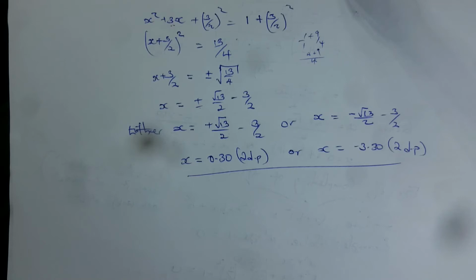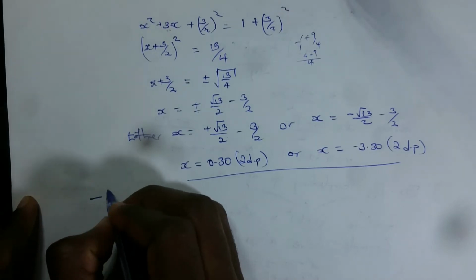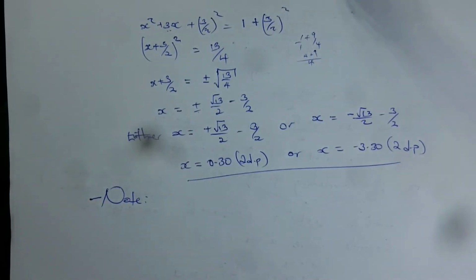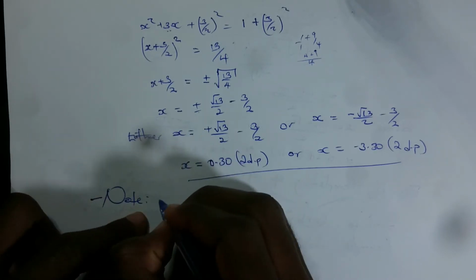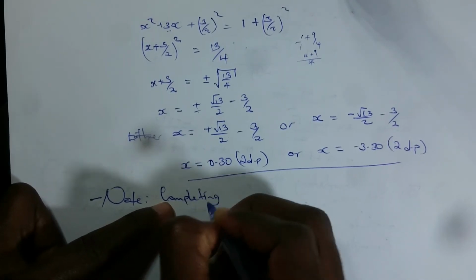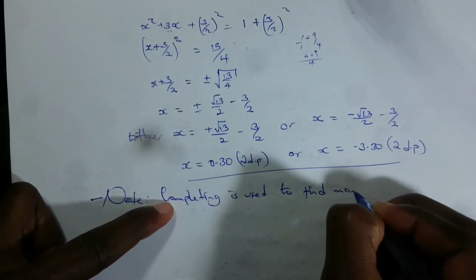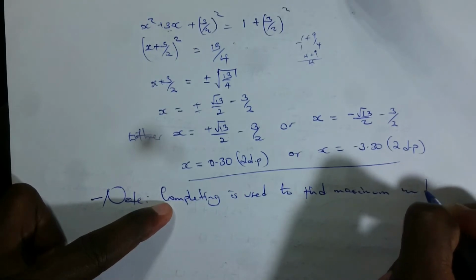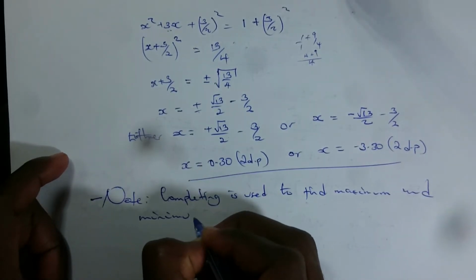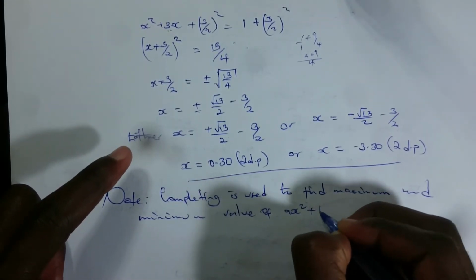And now we're going to look at another thing under completing of squares. We're going to make some notes here. Completing of squares is also used to help us get the minimum and maximum value of an expression. Let me just say, completing of squares is used to find the maximum and minimum value of a quadratic expression.